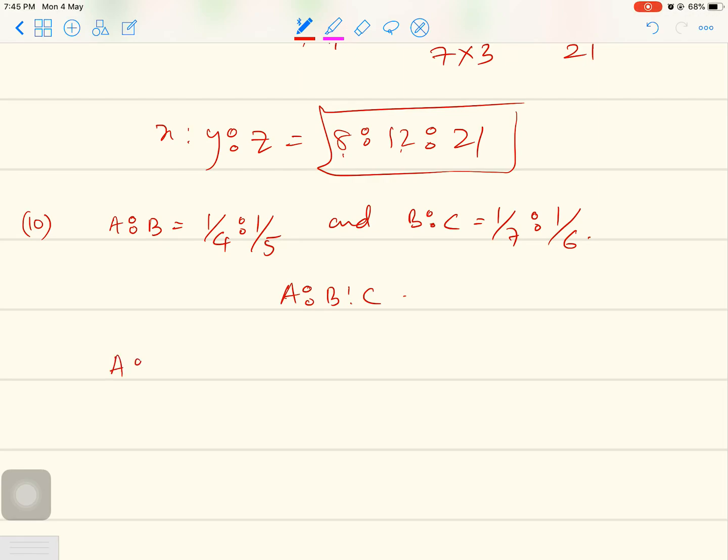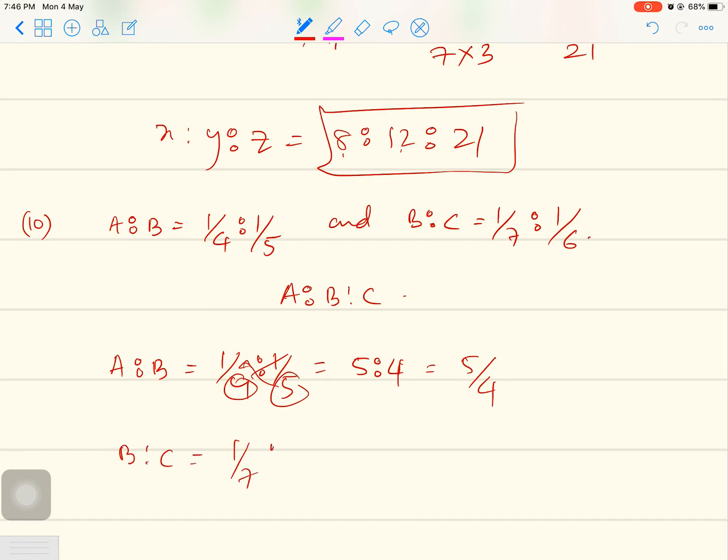Great. So a is to b is 1/4 is to 1/5. What can I do? Crisscross, you know it. 5 is to 4. This will go up, this will go this side. Crisscross. Then that can be written as 5/4. Then b is to c, 1/7 is to 1/6. That's 6 is to 7. Crisscross. That gives me 6/7.